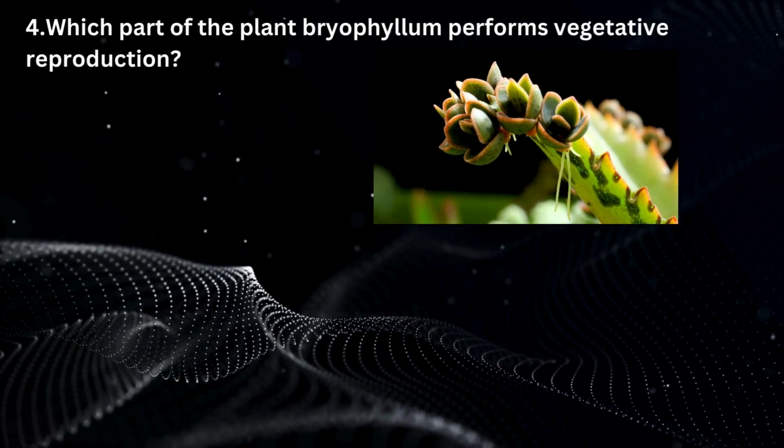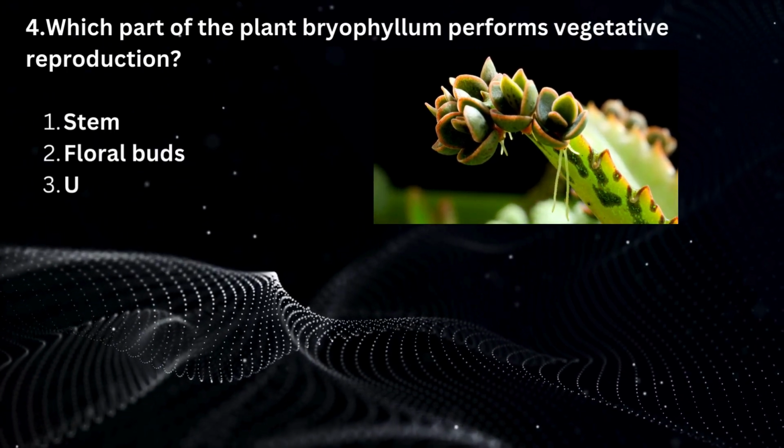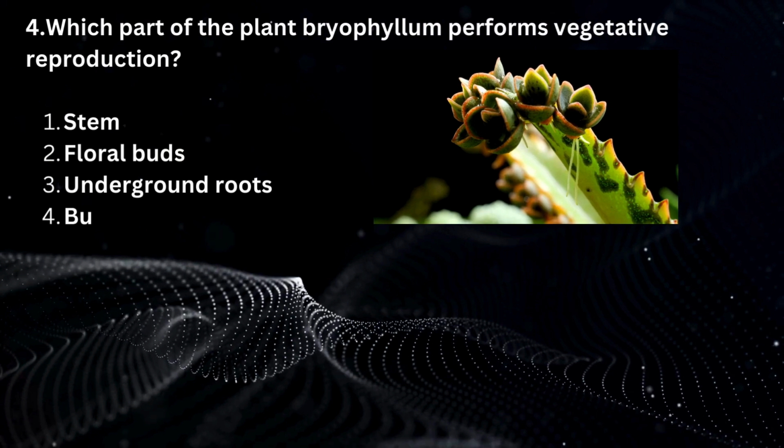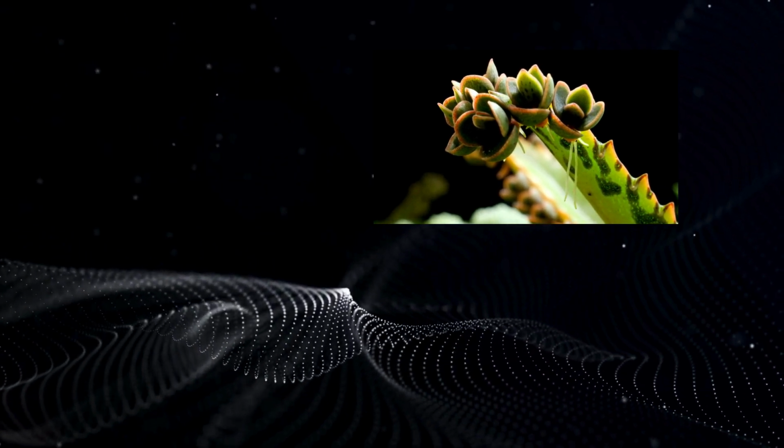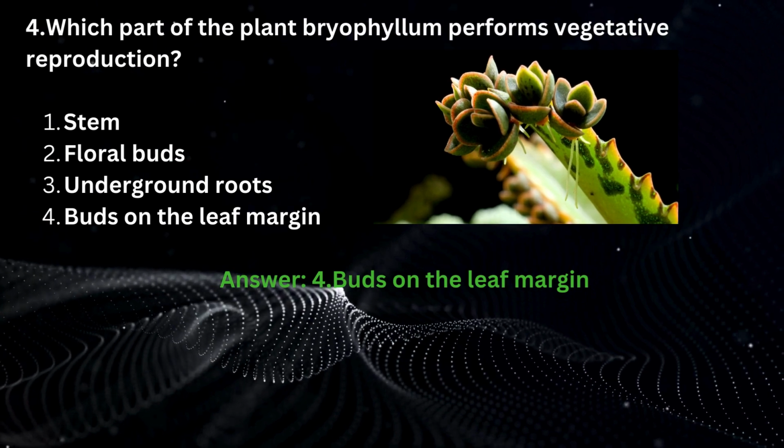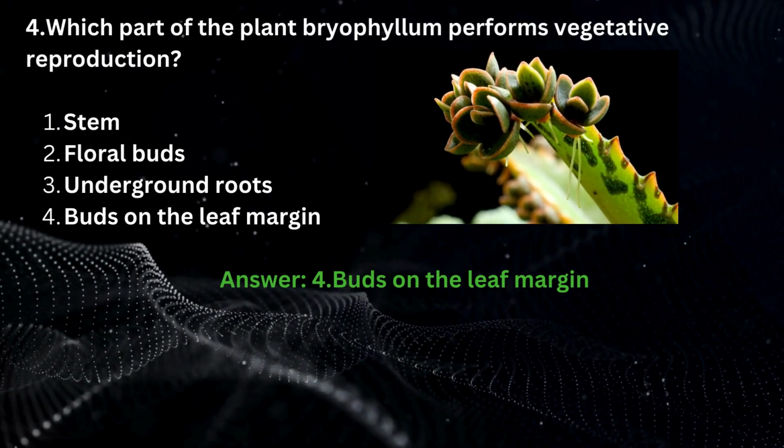Question number 4, which part of the plant Bryophyllum performs vegetative reproduction? 1. Stem. 2. Floral buds. 3. Underground roots. 4. Buds on the leaf margin. The answer is 4. Buds on the leaf margin.